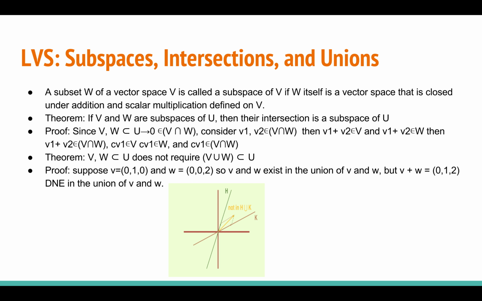A theorem: if V and W are subspaces of U, then their intersection is also a subspace of U. So the intersection between the two subspaces V and W is not empty because it contains the zero vector of V. Since V and W are subspaces of U, they contain vectors v1 and v2 that are closed under addition and scalar multiplication. Hence, their intersection must also contain vectors v1 and v2 and is closed under addition and scalar multiplication.